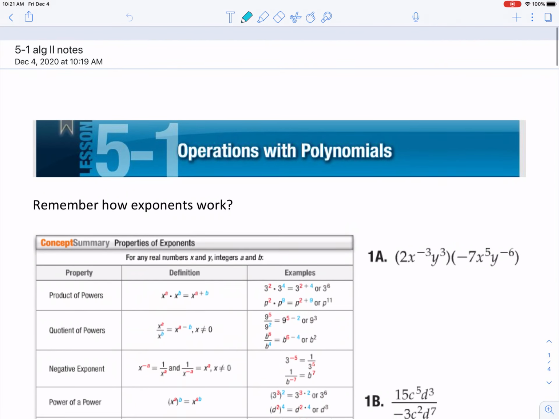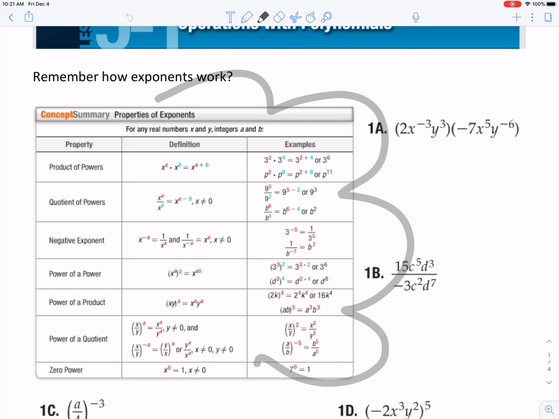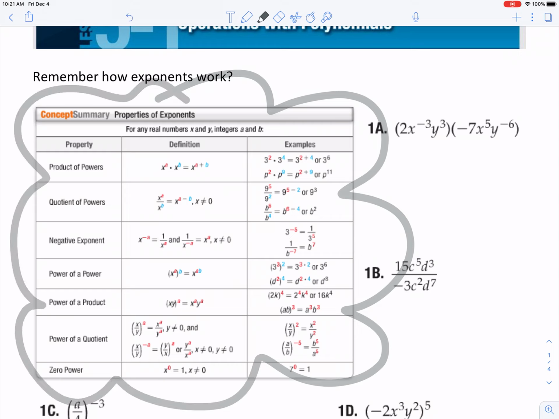Welcome to Chapter 5, 5.1. The math that we're actually doing is going to be fairly straightforward for 5.1, but it's going to take some time to explain. This table right here, if I were you, I would screenshot that, take a picture of it with your phone, because we're going to refer to it a lot here.